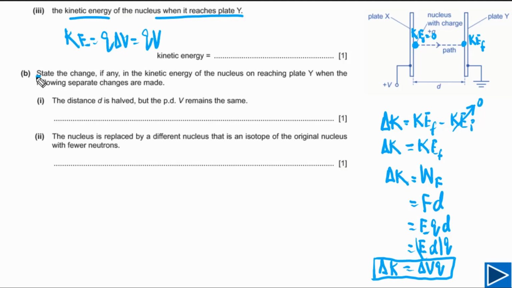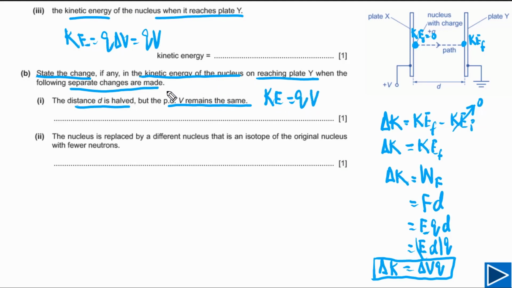For part B, it is given to us: state the change, if any, in the kinetic energy of the nucleus on reaching plate Y when the following separate changes are made. It means one change is made at a time. Now, the first change is that the distance is halved, but the potential difference remains the same. If we look at kinetic energy, we have found that kinetic energy is equal to Q times V. It is not depending on the distance between plates. So simply we can say that there will be no change in kinetic energy.